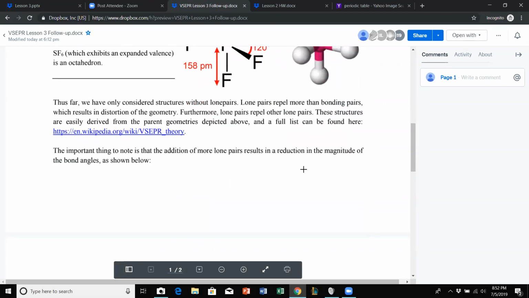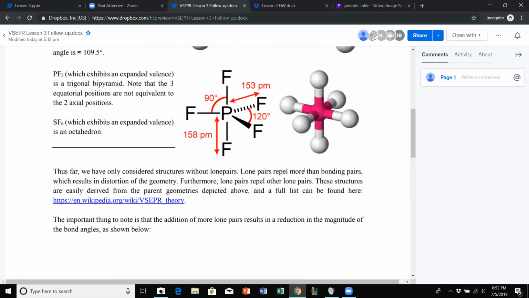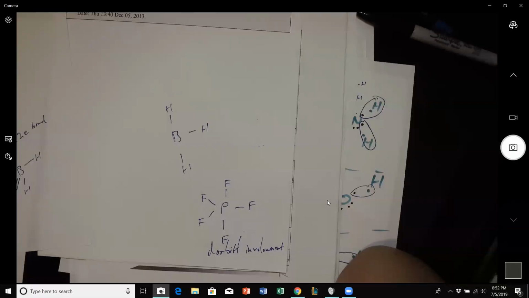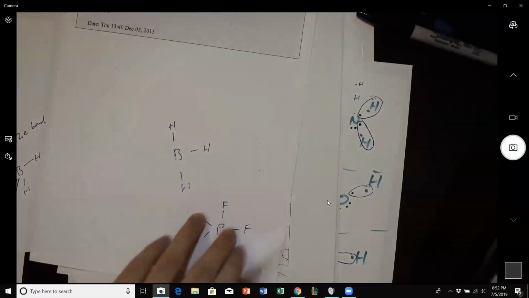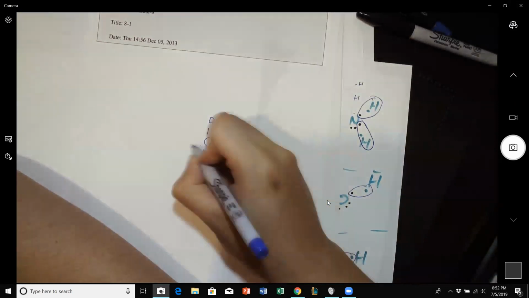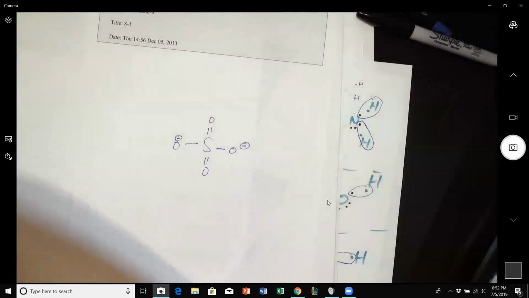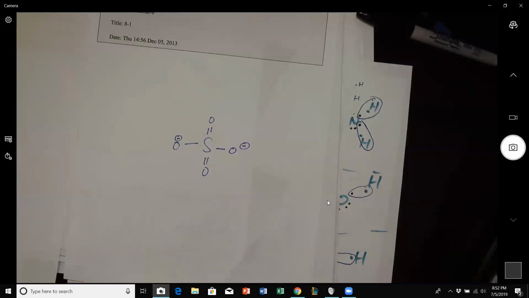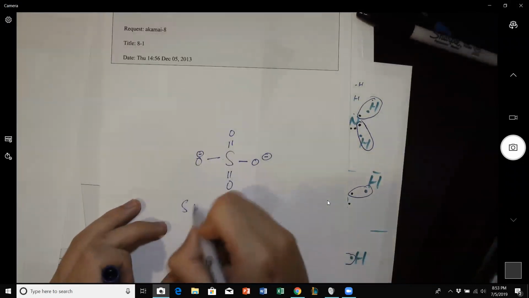Okay. Do we have any questions on what I just covered? I didn't really make practice problems, but I can do one example. Here we have the sulfate ion. I didn't draw the lone pairs in, but it's fine. The sulfur doesn't have any lone pairs. Can someone tell me what geometry this should have? Tell me the steric number and the geometry.